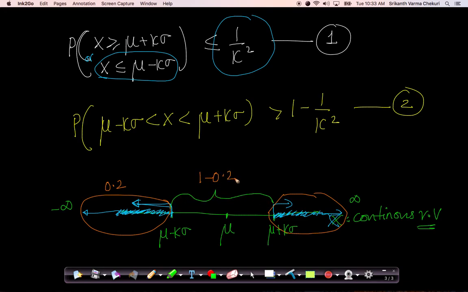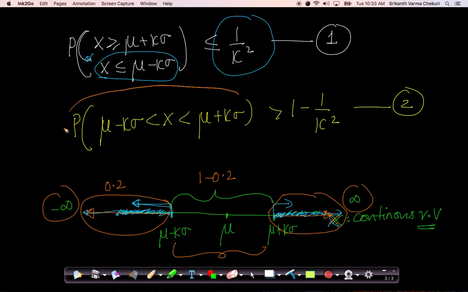1 minus 0.2, right? Because these two are called mutually exclusive events, which is a mathematical way of saying that x can either lie in this interval or x may not lie in this interval. There are only two options, right? X can't lie elsewhere because x lies between minus infinity and plus infinity. Either x can be less than mu minus k sigma, this whole region, or x can be greater than this. This is one possibility, or x can lie within this region. Very simple, right?